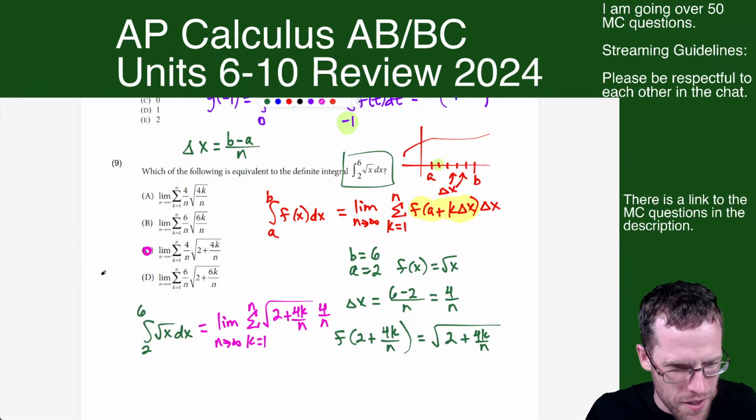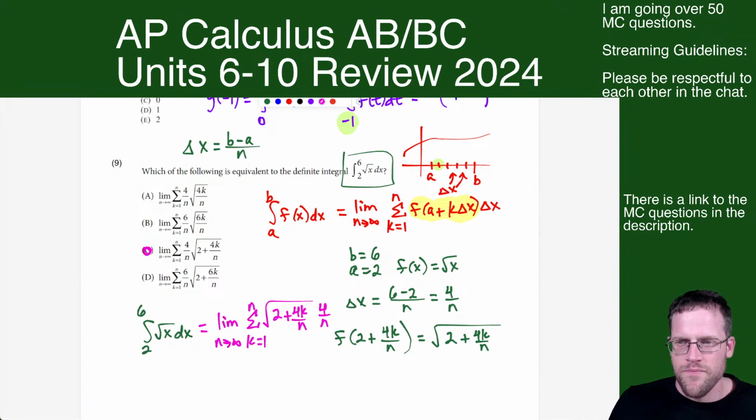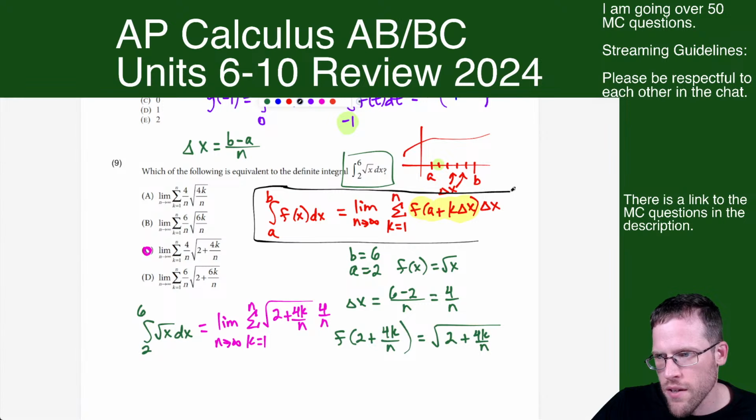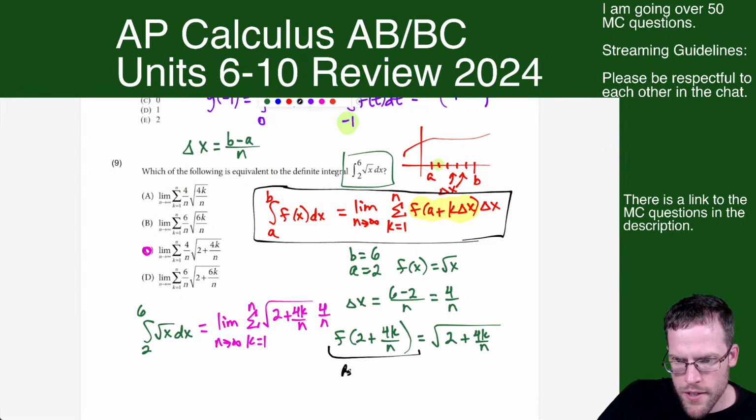Not an FRQ. What I tell my students is that the first time you look at this equation, it's like, whoa, this is insane. But if you think about it, you just go piece by piece. In this case, a is 2, b is 6, delta x is 6 minus 2 over n. And then f of a, this is the part where you want to be careful. Just be careful here.